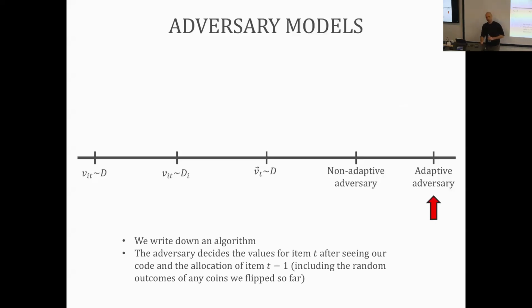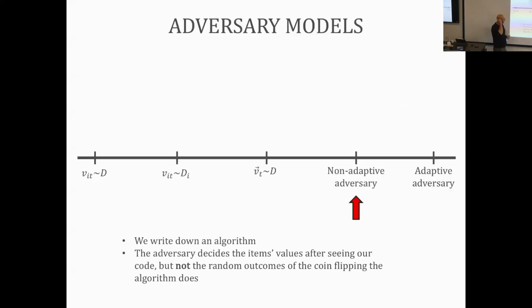I write down my algorithm. The adversary looks at the code and gives me item 1. I flip some coins and allocate item 1. They see the coins, they see the allocation, and they give me item 2, and so on. The next adversary, non-adaptive, is the same, but they have to give me the instance at the beginning. So I write down the code, flip coins, they see the code, and they give me the whole instance. Of course, I learn the instance as I go, but they have to commit to it.